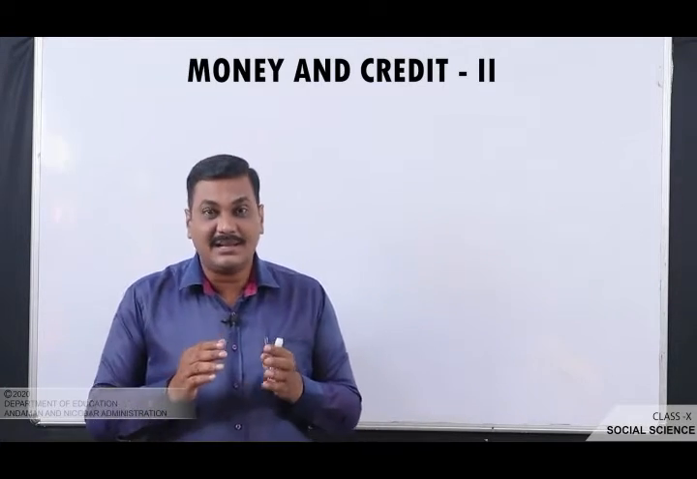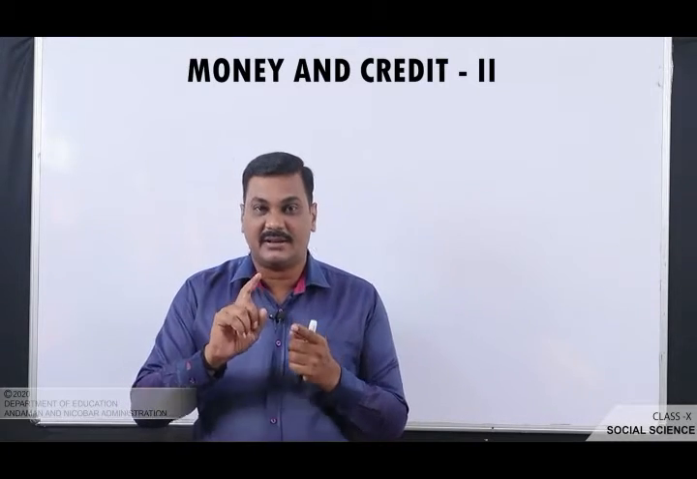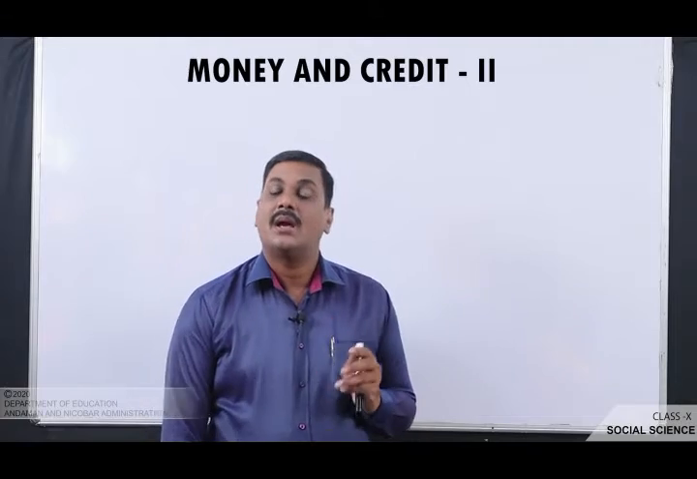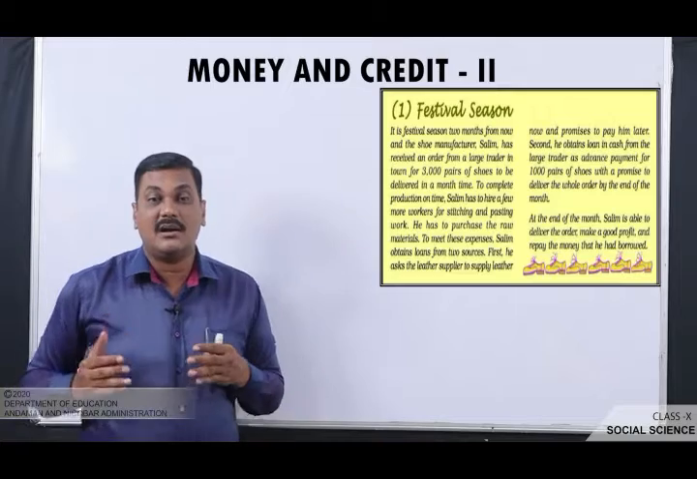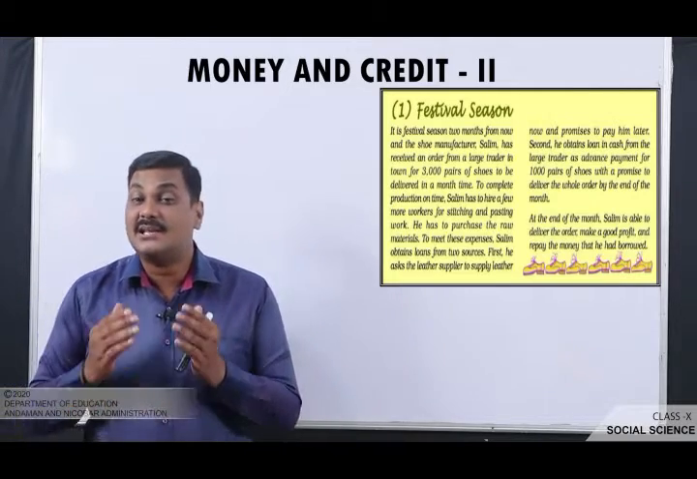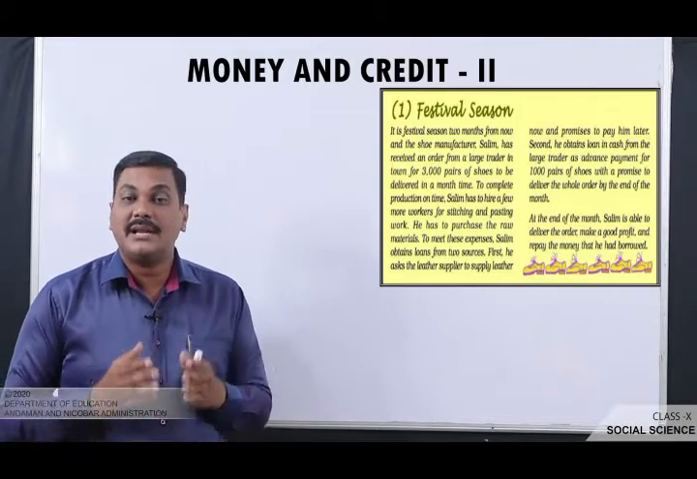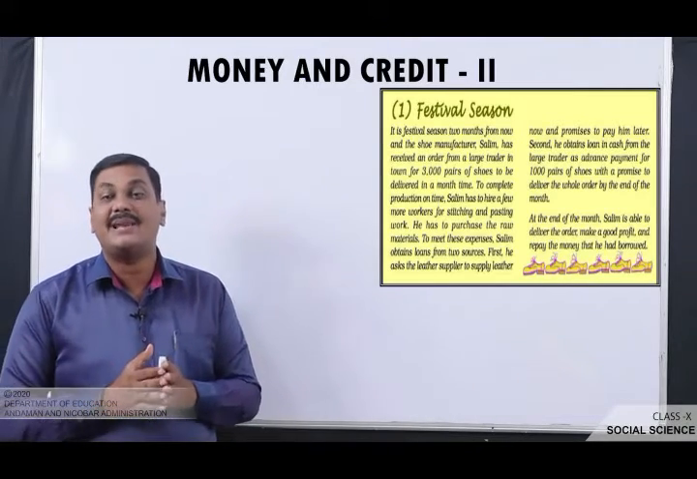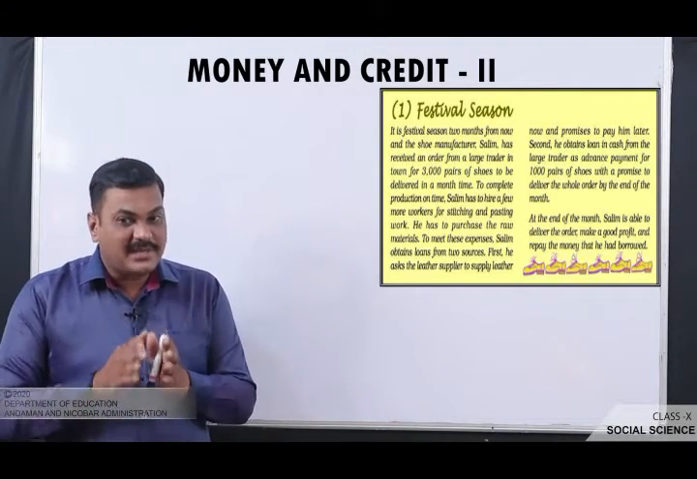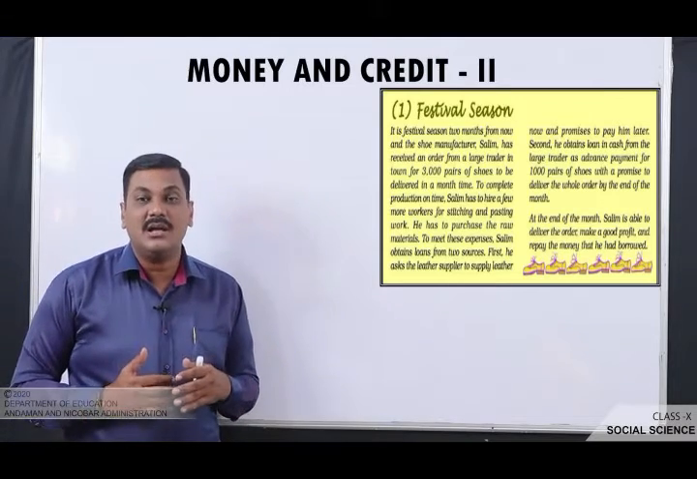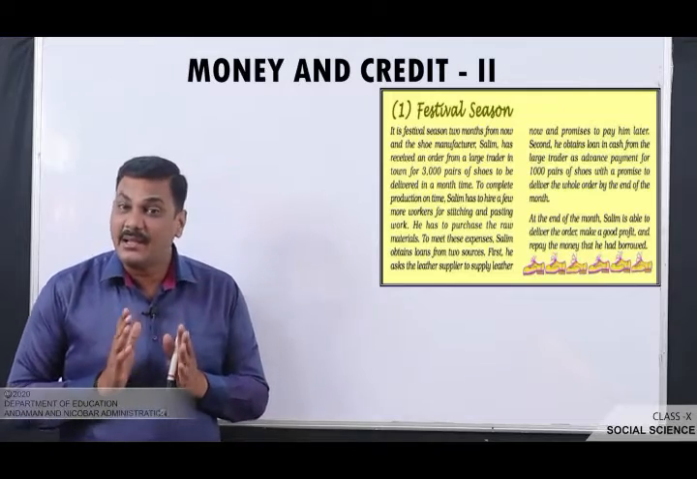So children, in the textbook two examples are given. The first one is a credit situation in the festival season of Salim. It is a festival season 2 months from now, and the shoe manufacturer Salim has received an order from a large trader in town for 3,000 pairs of shoes to be delivered in a month's time. To complete production on time, Salim has to hire a few more workers for stitching and pasting work.